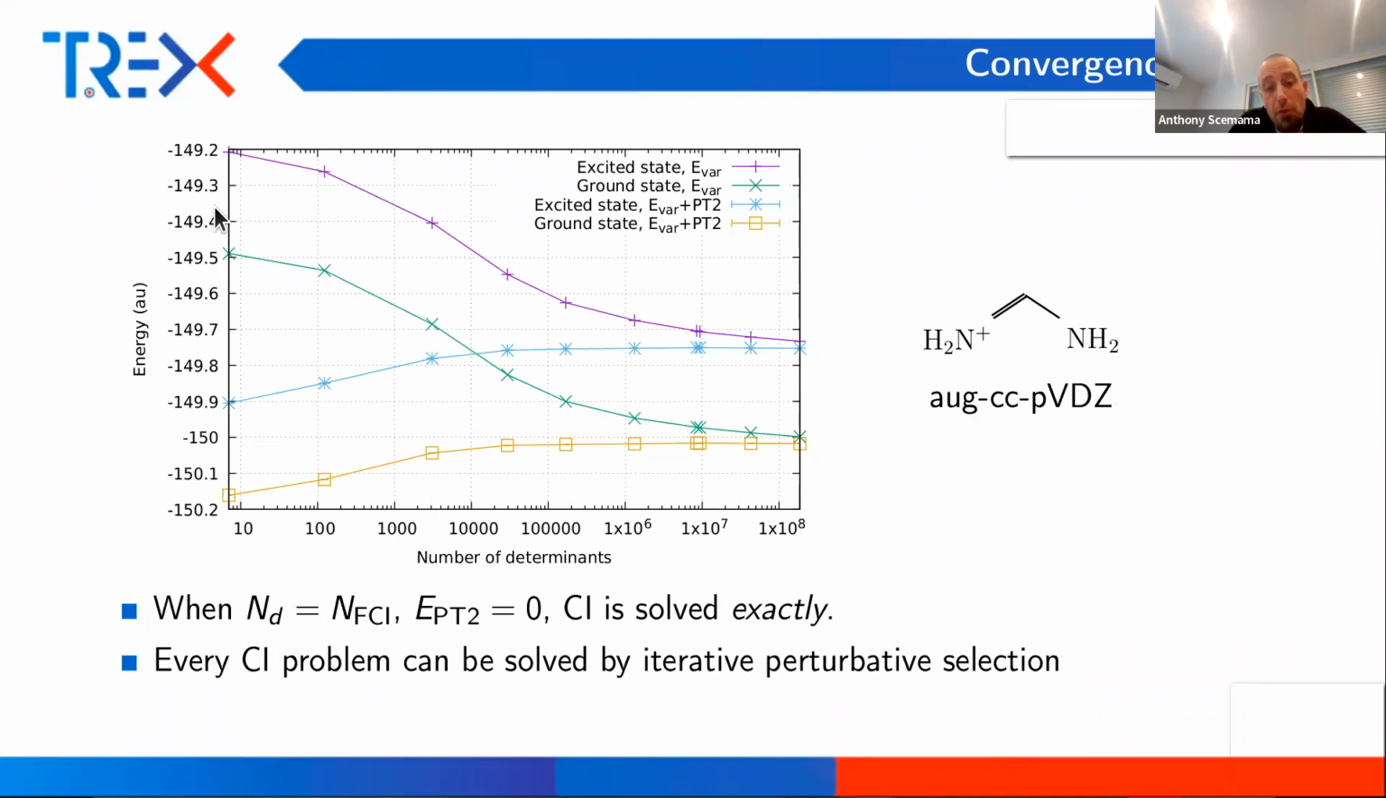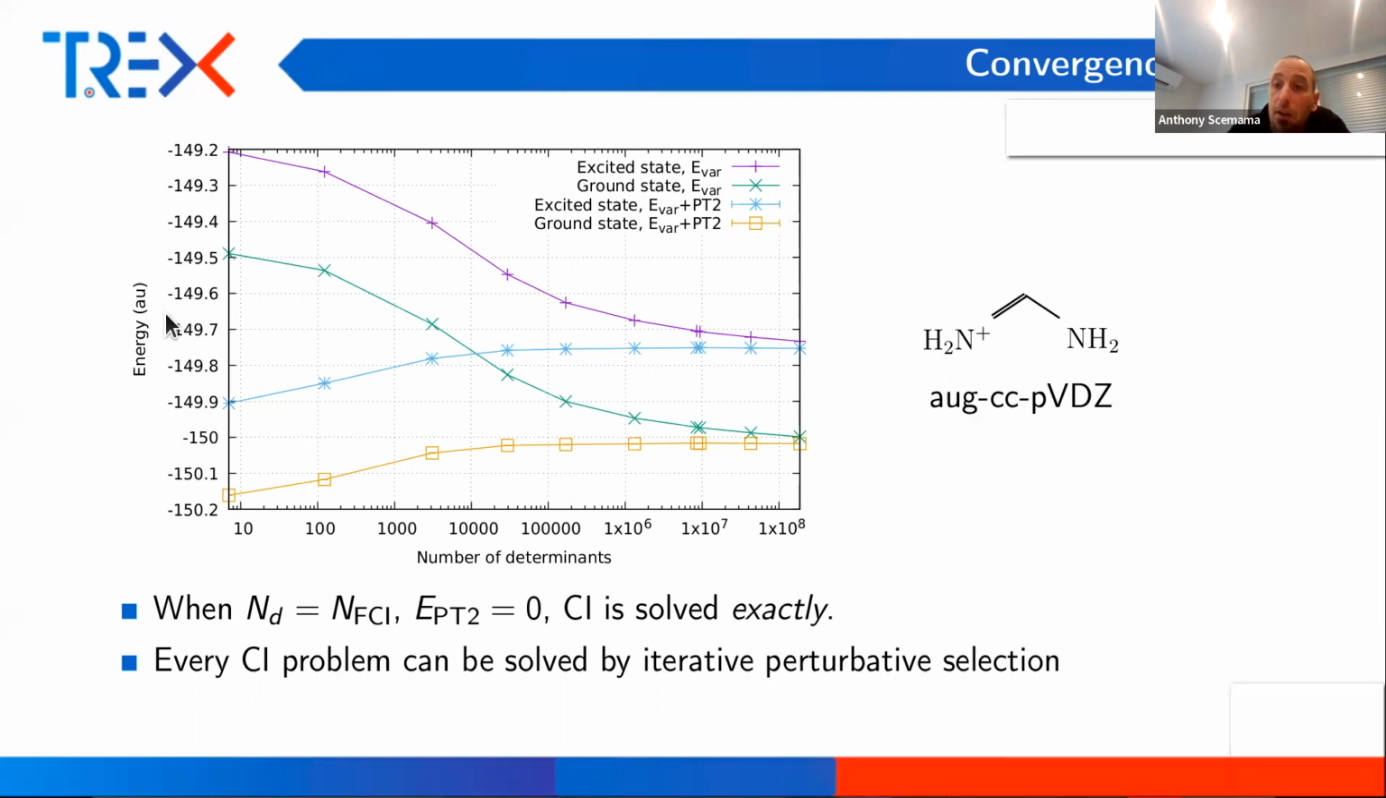And this is really what you want, because you know that you will never be able to reach the full CI for such a system. And so you want to reach the point where the two curves are parallel, such that you have a very good estimate of the excitation energy, even if you have selected just a small amount of determinants. But there is really no guarantee at the beginning that it's going to behave like that.